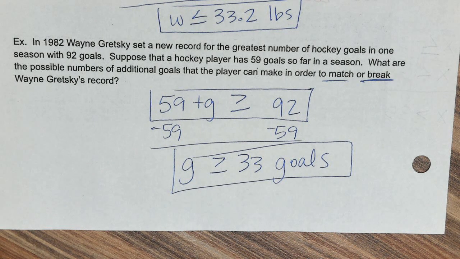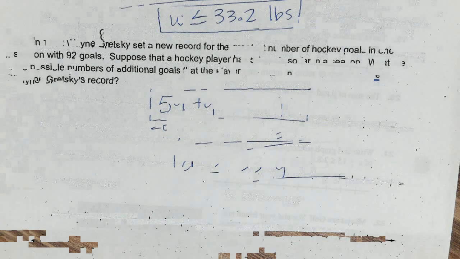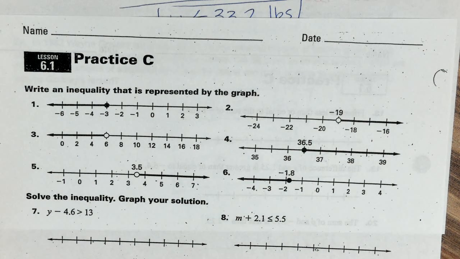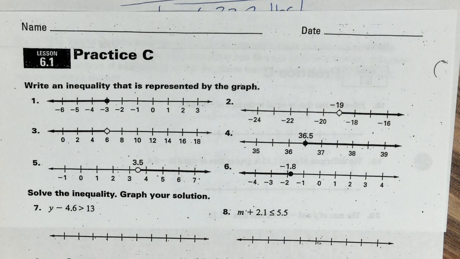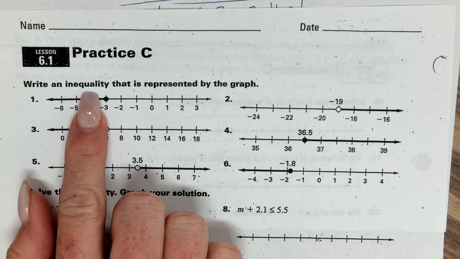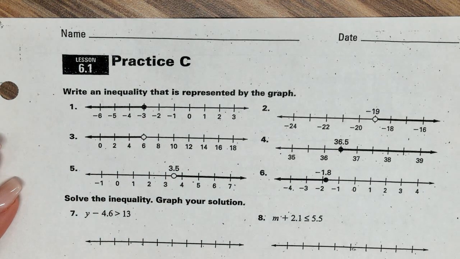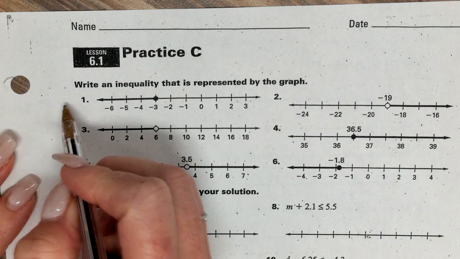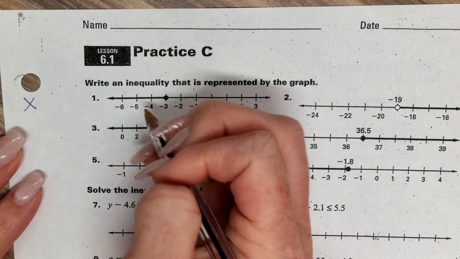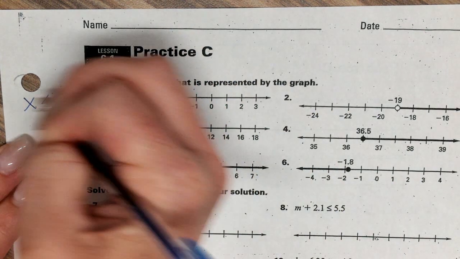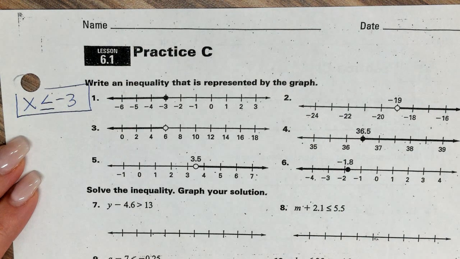Okay, I'm going to pass out your papers. Put your name on your paper and let's go through the directions of each part. So on 1 through 6, they're wanting you to write an inequality just like we did in our notes. So let's just use x as the variable. For number 1, I'm just going to write it out to the left. X, since it's shaded to the left, is less than or equal to -3. And that would be your answer.